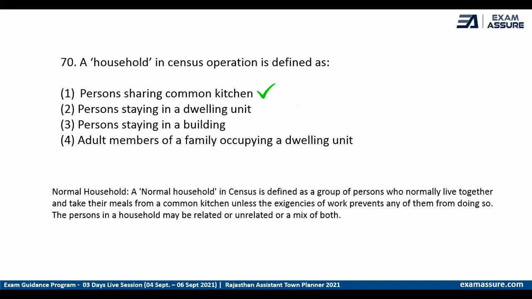Household in census operation is defined as, okay, this is a term given in the census, to mean persons sharing a common kitchen. This common kitchen is what has been taken as the main thing that defines a household. So for an institutional building like a hostel, it has a common kitchen, so that's one household. That's how it's been defined. The other definitions will not help in telling how many households there are. The definition is given below, you can read through it.